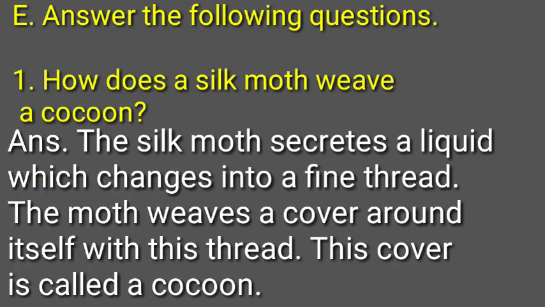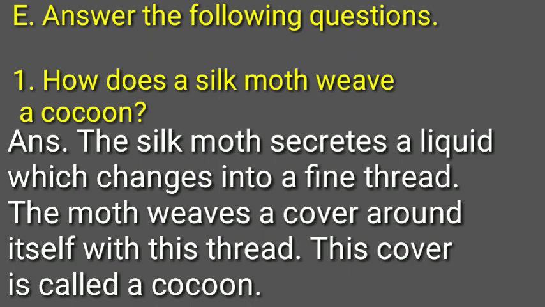Okay, now moving on with the next question, which is E. Answer the following questions. First, how does a silk moth weave a cocoon? The answer is, the silk moth secretes a liquid which changes into a fine thread. The moth weaves a cover around itself with this thread. This cover is called a cocoon.